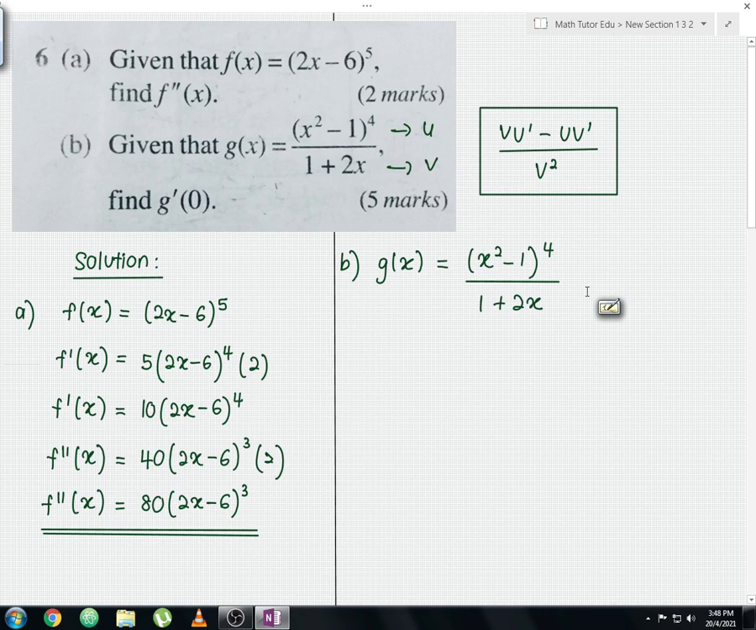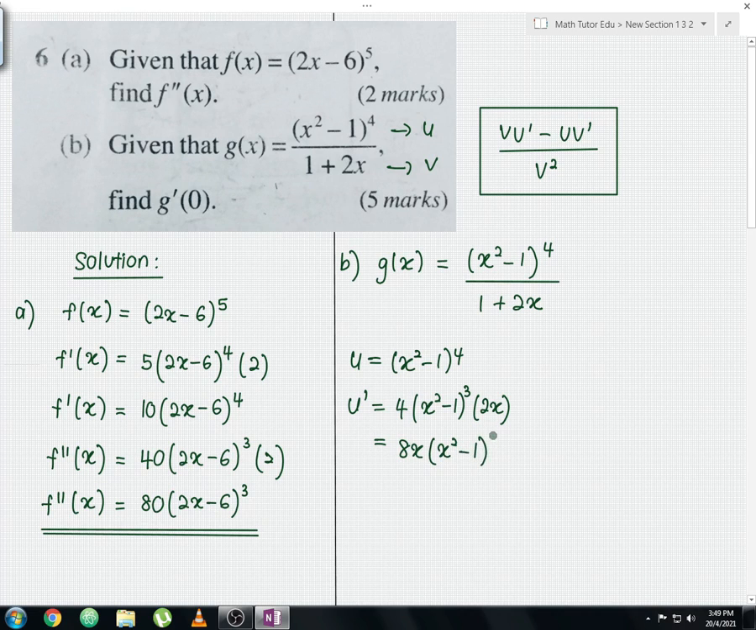Let us solve this question step by step, guys. In this case, u will be equals to (x square minus 1) to the power of 4. So your u prime will be equals to 4 times with (x square minus 1) to the power of 3, and then you times the differentiation of the inside of the bracket, in this case 2x. You should get your u prime is equals to 8x (x square minus 1) cube. So this is for the u.